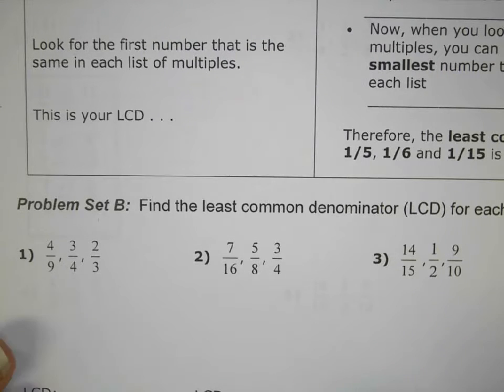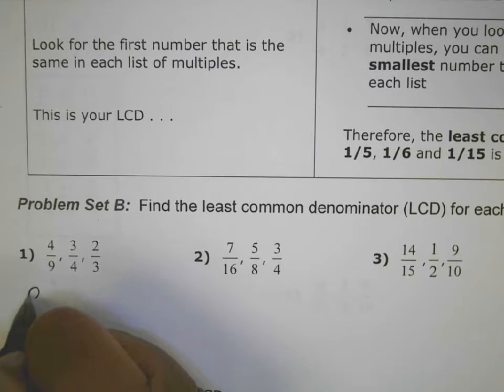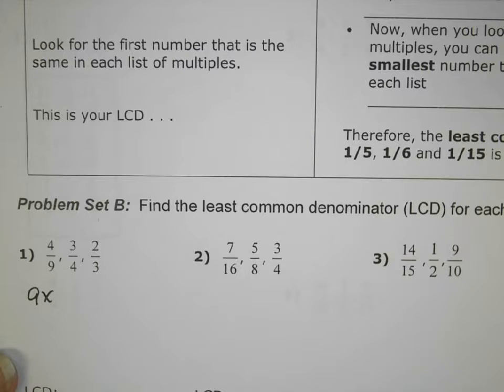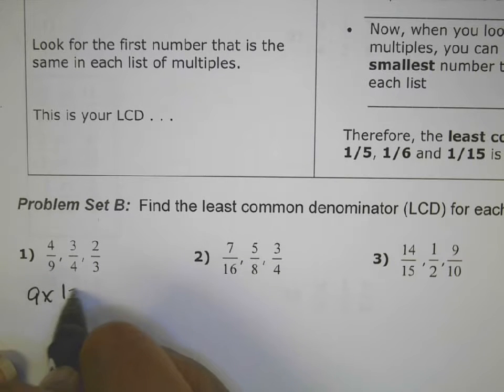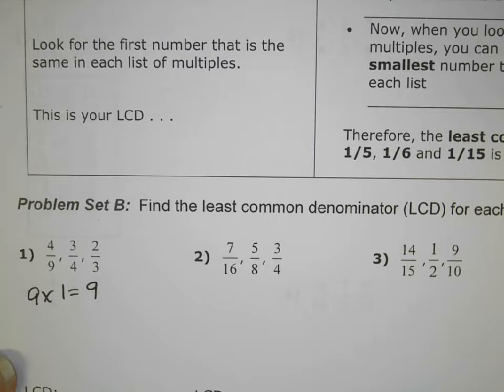So this page, you just practice, what is my least common denominator? Your least common denominator is your least common multiple. So let me show you how to get a least common multiple. In problem number 1, what is the largest denominator? 9. The first multiple of any number is 1. So 9 times 1 is 9. 9 goes into 9. Does 4 go into 9 evenly? No. So I can't use 9.